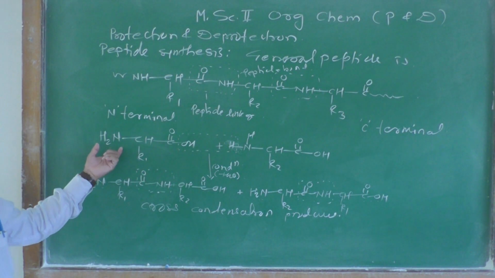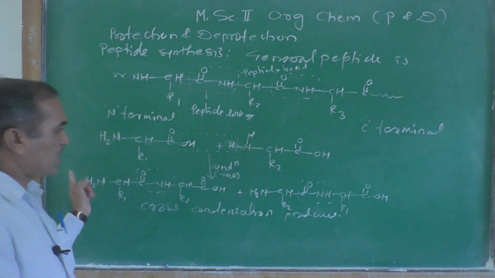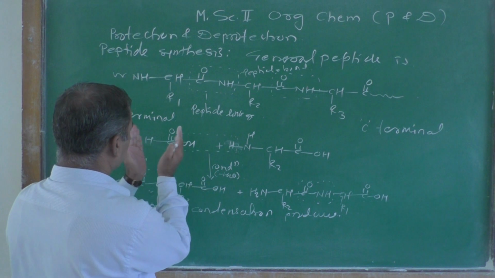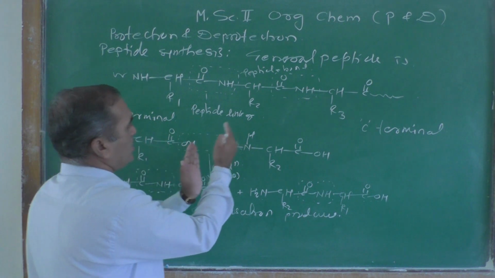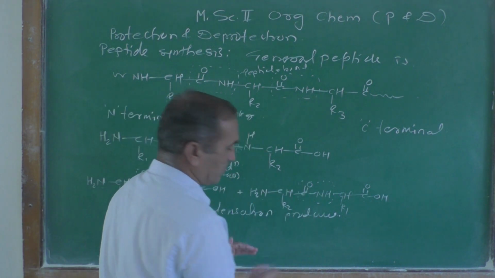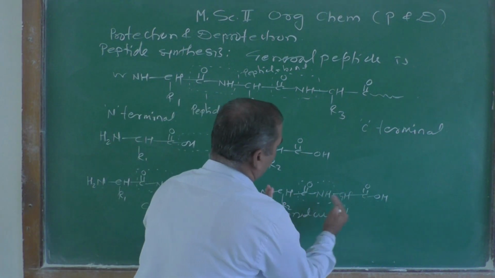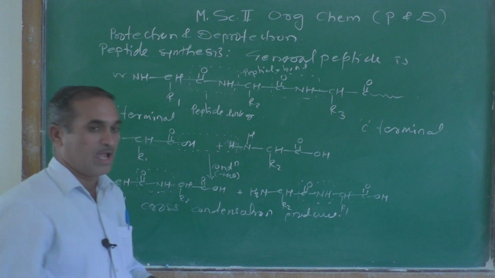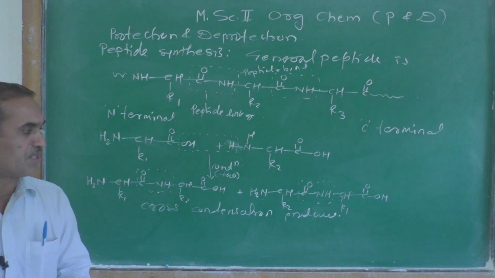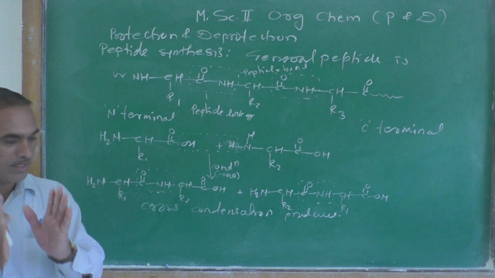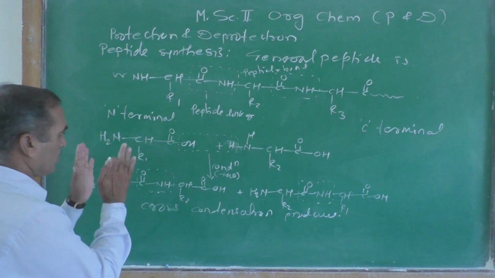The NH2 group of one and the carboxylic group of the other condense together, and we get this product. Another, the COOH of this group and the NH2 of the other amino acid condense together, and we get this type of product. This type of condensation is known as cross condensation.